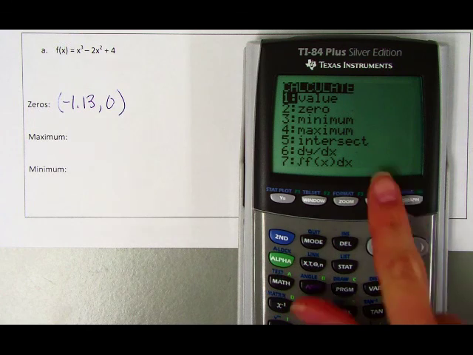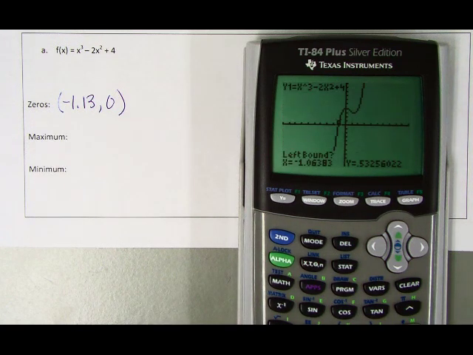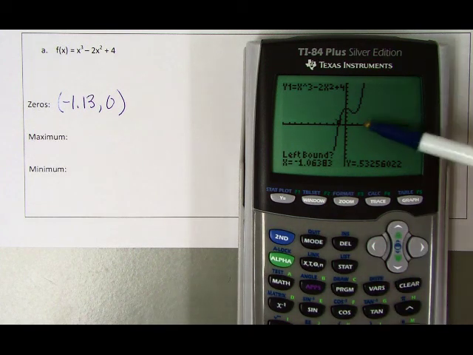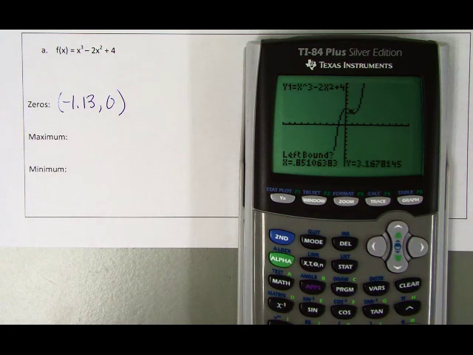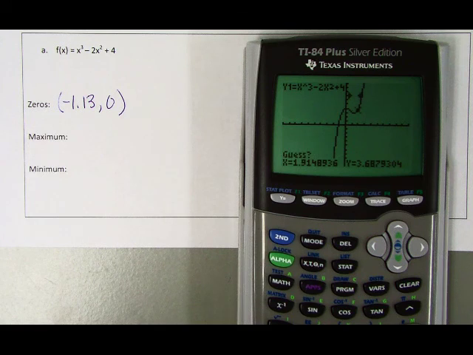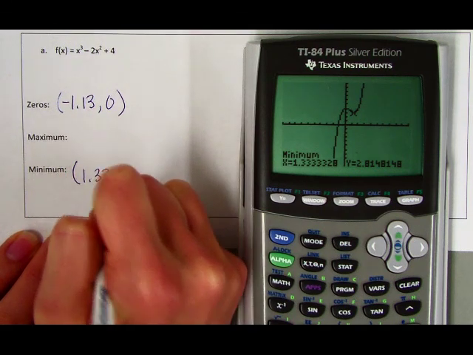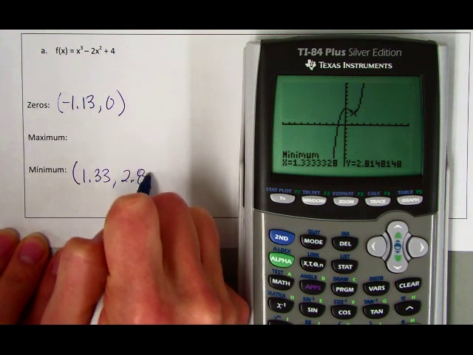To do your maximum and minimum, you want to go back to second calc, or second trace. Let's do our minimum next, which is number 3. You hit enter. It asks you for a left and a right bound, so you have to locate where your minimum occurs. I take my cursor a little bit to the left of my minimum and hit enter. Scroll a little bit to the right of my minimum, hit enter again, and it will estimate where that minimum occurs. That minimum happens at 1.33 if I round it to the nearest hundredth, and my y value is 2.81.